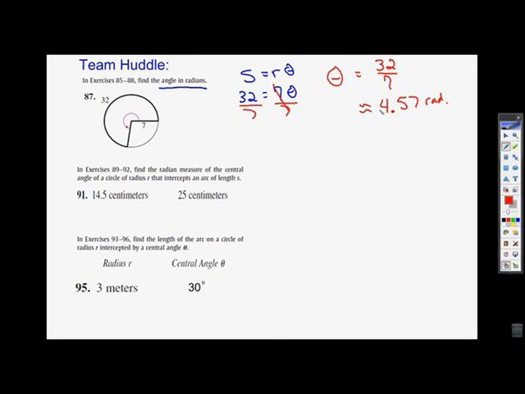Now notice our measure does not have a pi in it. If we wanted to, we could take 4.57 radians and divide it by 3.14. And we would have our decimal answer, and there would be a pi in our final answer for radian measure. But let's just leave this one as a simple number.